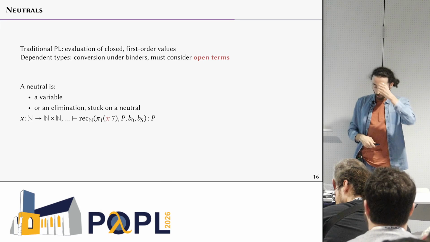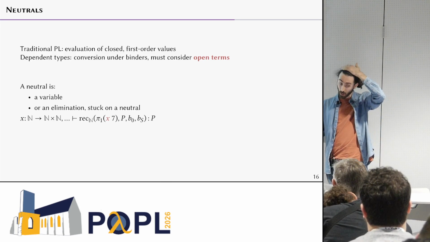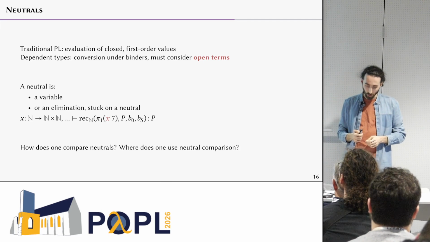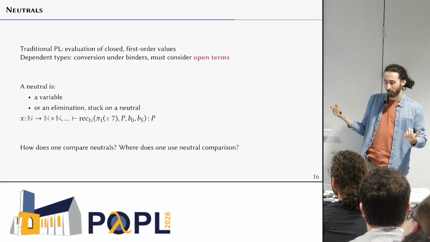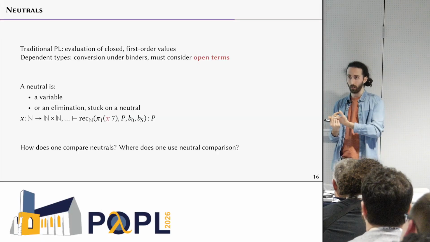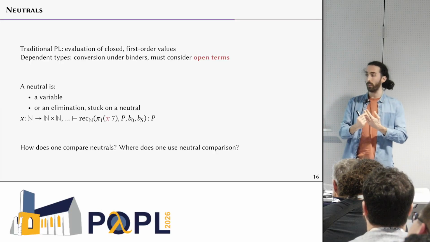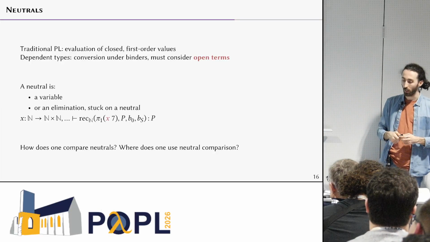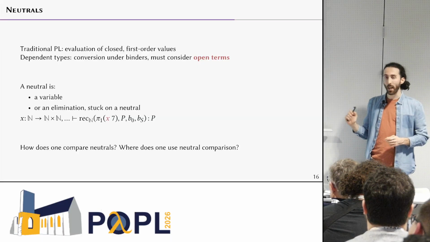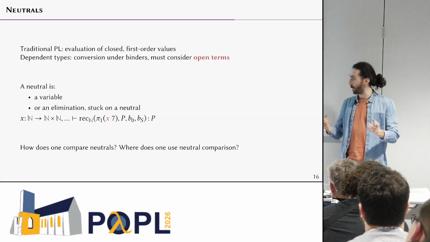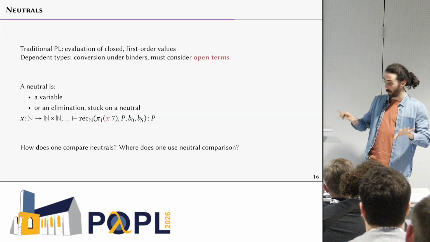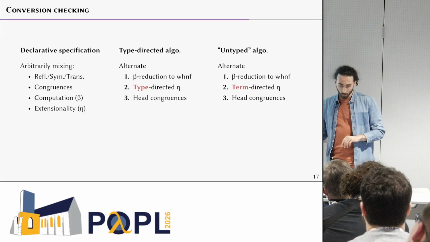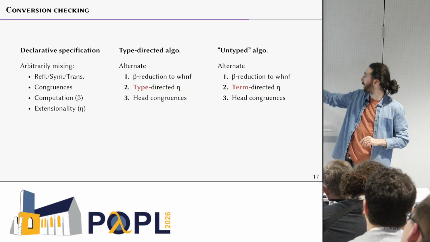And if you want to do conversion, you really have to think about these neutrals. And so the two questions are: how does one compare these things, and where does this comparison happen in your algorithm? And this is the place where the two implementations, the typed and the untyped one, differ quite widely. Okay, so I said this one is type directed and this one is term directed.